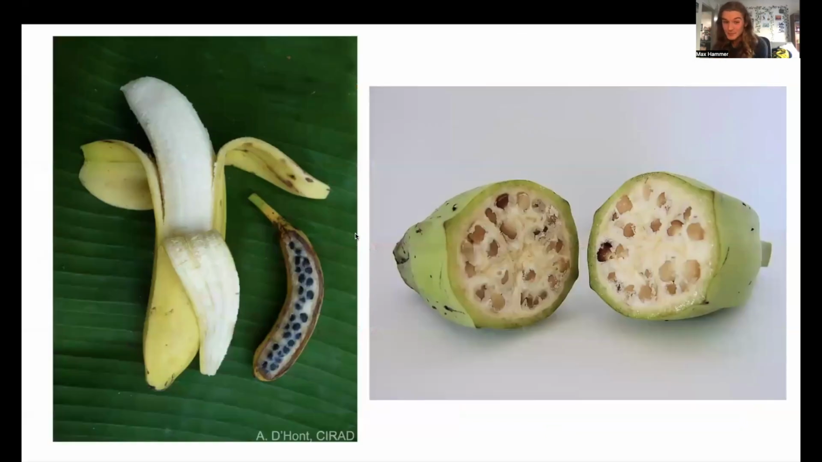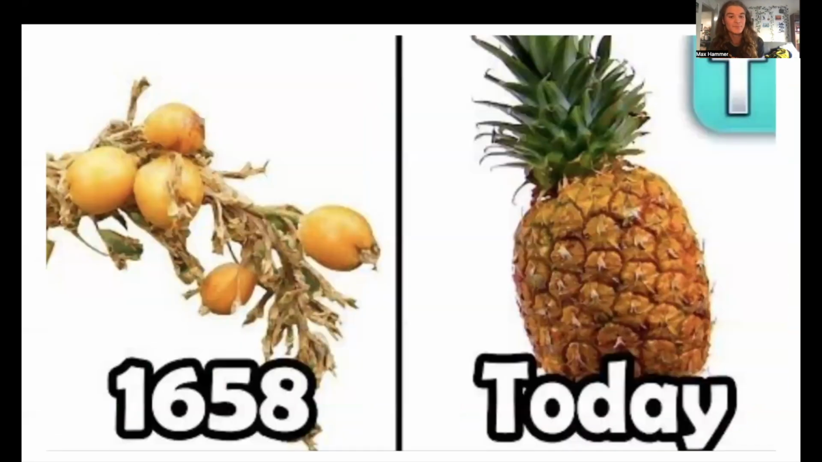Similar story with bananas. Bananas used to be these tiny little things down here at the bottom, with huge seeds and not a lot of fruit. Can you imagine taking a big bite of one of these bananas today? It'd be terrible. But we've slowly over time selected for bananas that are bigger and bigger, that have more fruit on them and less seeds. And we'll talk about bananas later because there's some other really cool genetics going on.